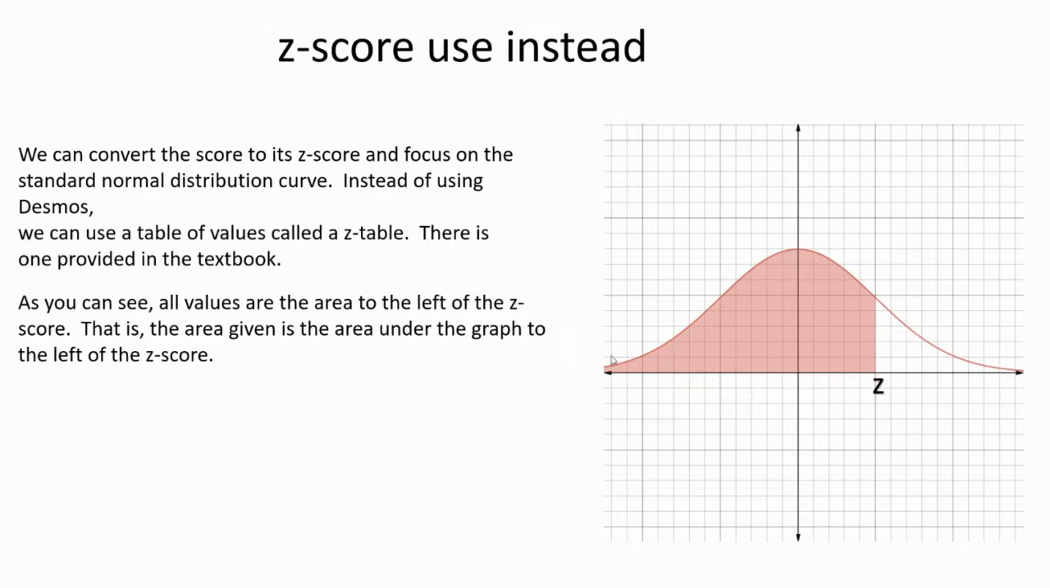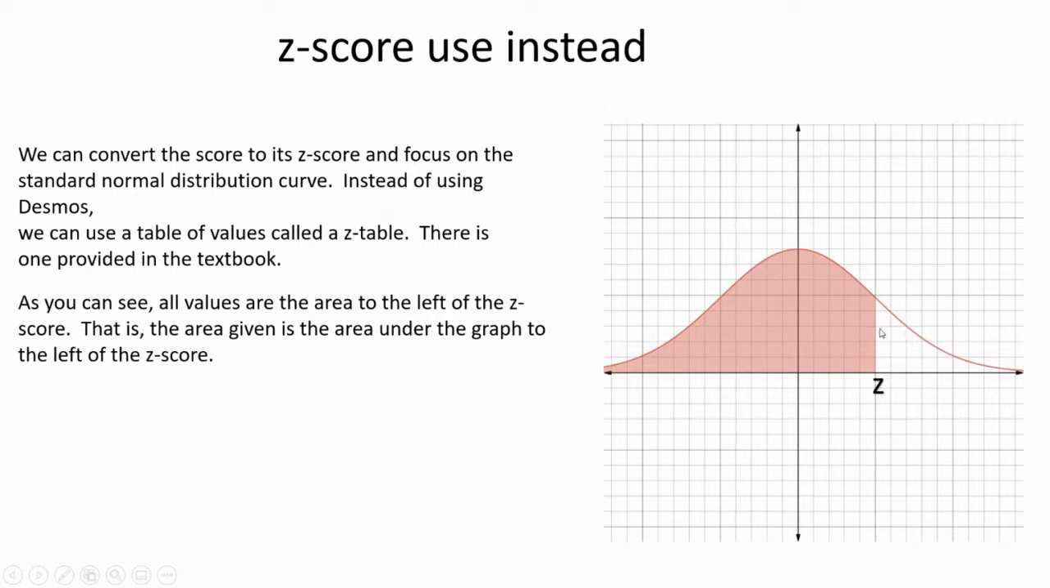So basically what I'm saying is we can use z-scores to calculate these percentages and find the areas as well. There is a table provided in the book, but let me show you this before I get to the table, actually. What's going to happen is it's going to give you the area to the left of the z-score under the graph for different z-scores.